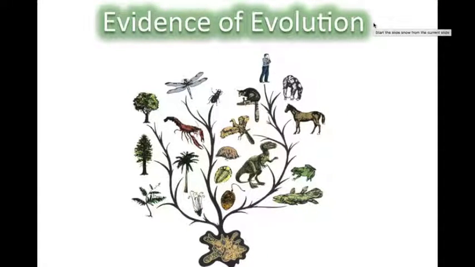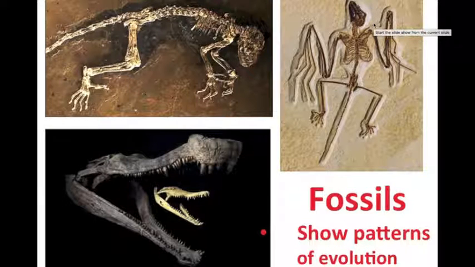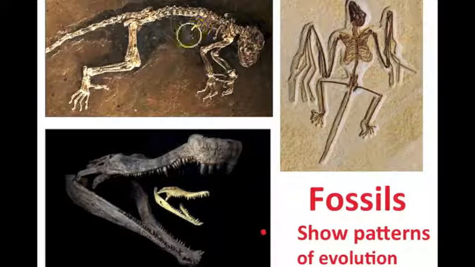This week in biology, you guys learned about evidence of evolution. Part of your learning discussed how fossils show patterns of evolution. This means that fossils prove that evolution happened.